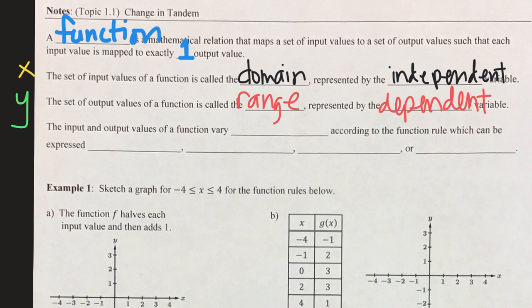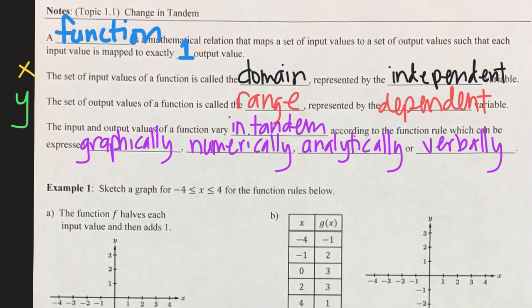Okay. The input and output values of a function vary blank according to a function rule, which can be expressed as one of a number of different things. Okay, so we can have a picture, we can have a table, we can do algebra, or we can write words. Those are the four ways that we can express the rule, right? And the rule is going to be your equation.